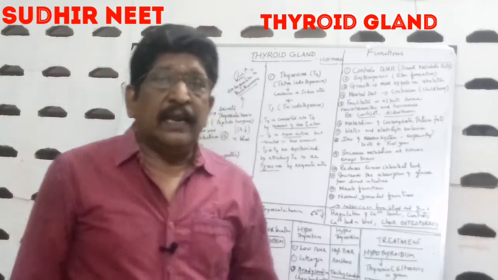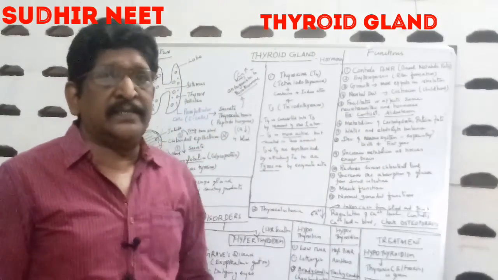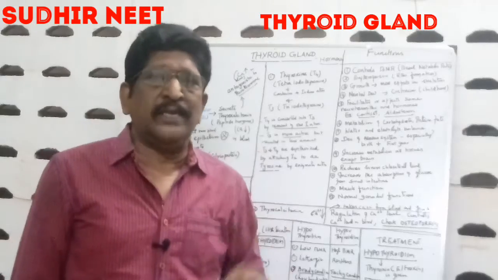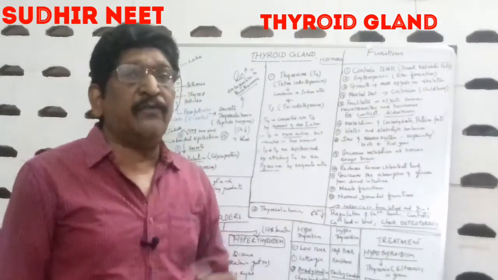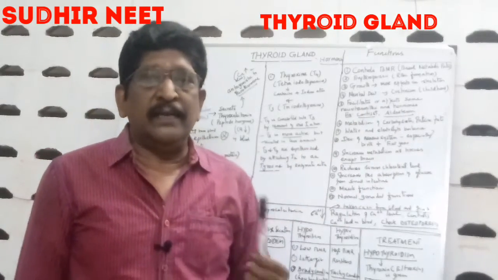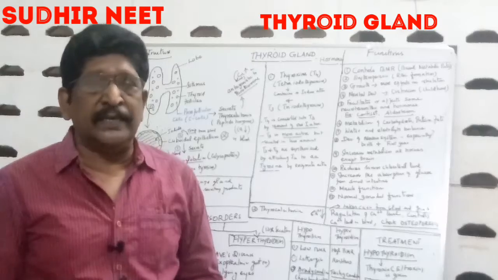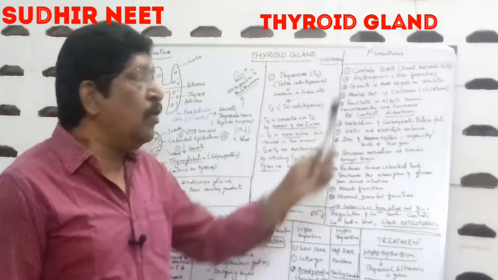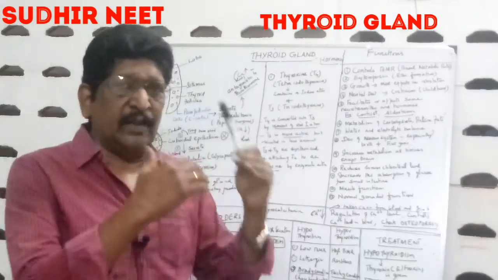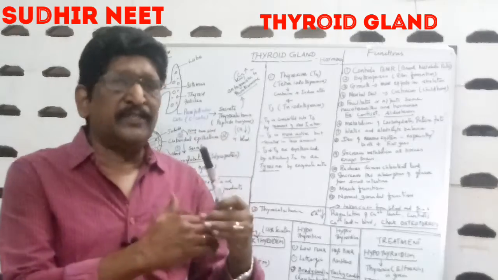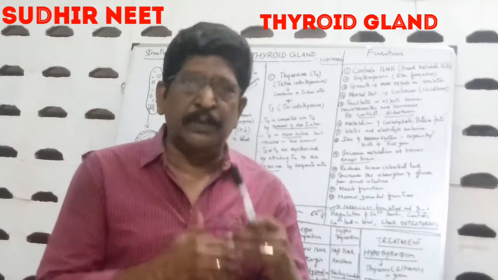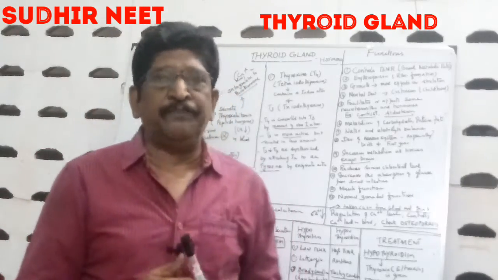You may wonder, it helps erythropoiesis. What do you mean by erythropoiesis? That is RBC formation, red blood cell, erythrocyte formation. It helps in the erythropoiesis. So if the thyroxine level is low, your RBC production will also be low. It will lead to anemia.